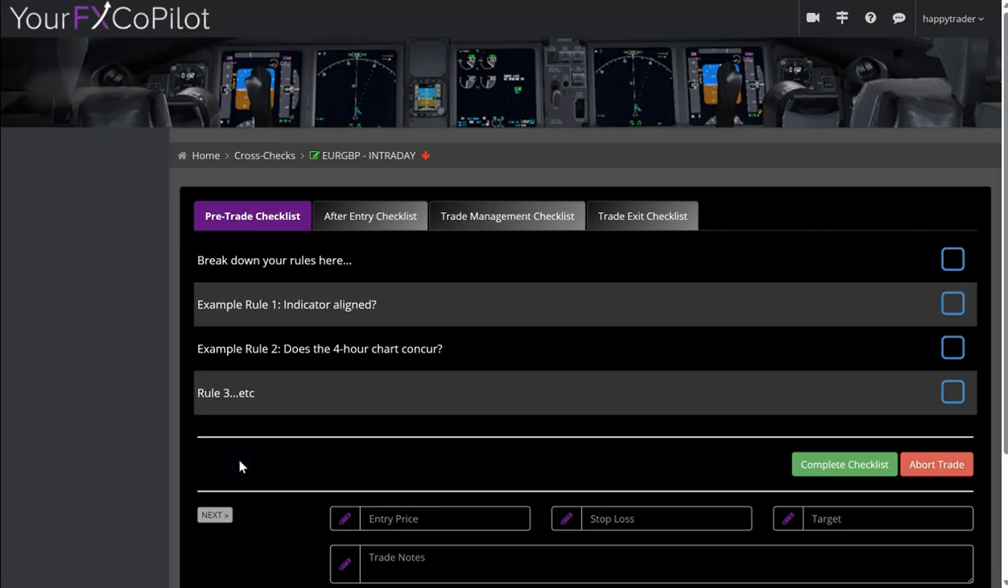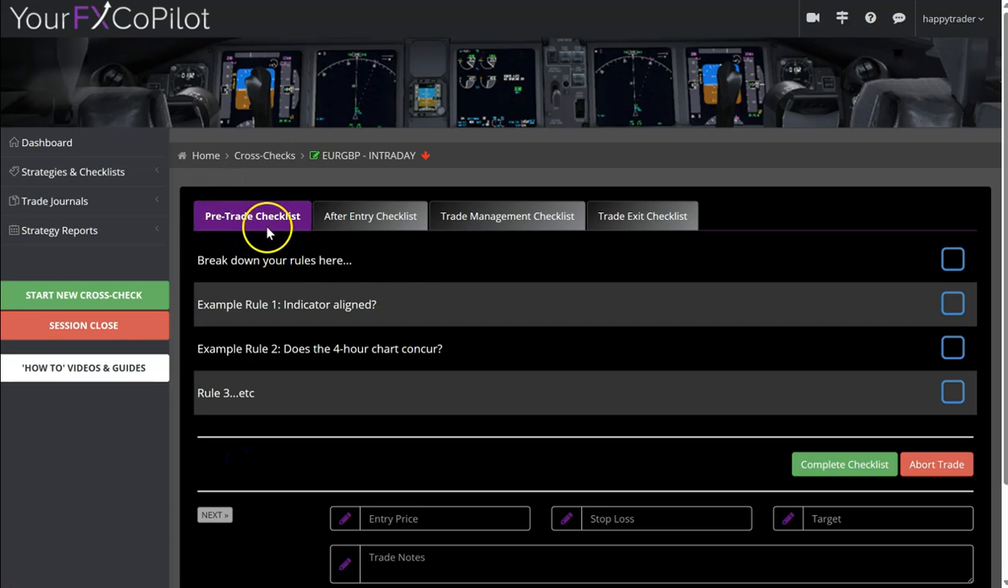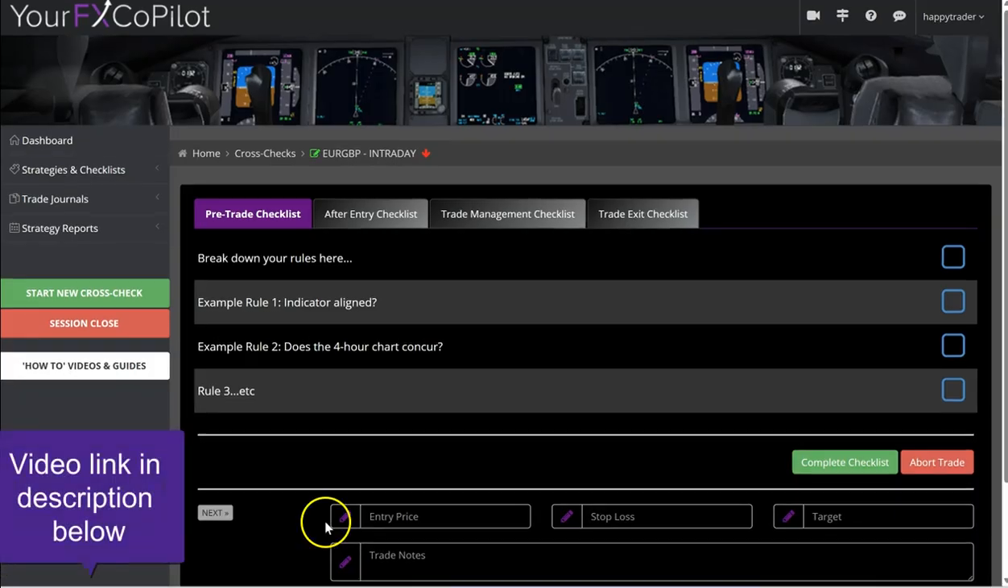Going back to the cross-check itself, you can see that we are currently in the pre-trade checklist. This is the first checklist in the cross-check process and comprises your trading rules before trade entry to help you ensure that the trade you are looking to take strictly meets your trade criteria. The cross-check will take you through 4 stages, each corresponding to a different stage of the trading process, and requiring you to check that your trade is by your trading rules by ticking each step before moving on. We cover what goes into each checklist in our video, How to Set Up a Strategy in your FX CoPilot. See a link to that video in the description below.